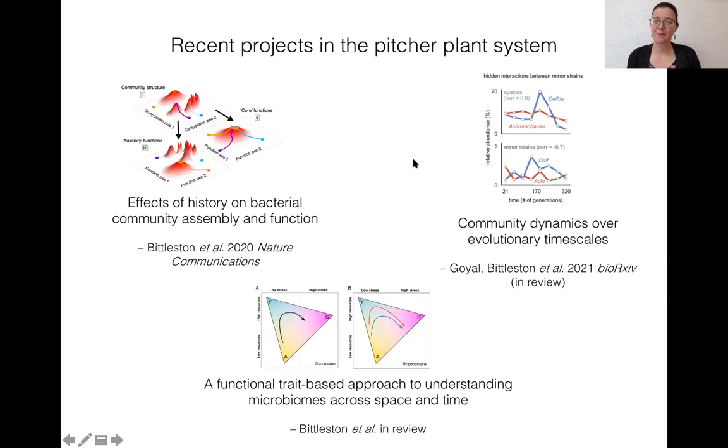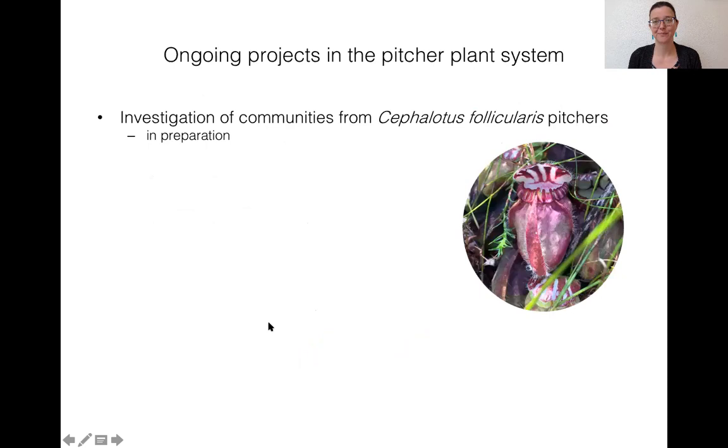I also just recently submitted a perspective paper with colleagues looking at how a functional trait-based approach can help us understand microbiomes across space and time. And we used pitcher plant examples for this perspective.